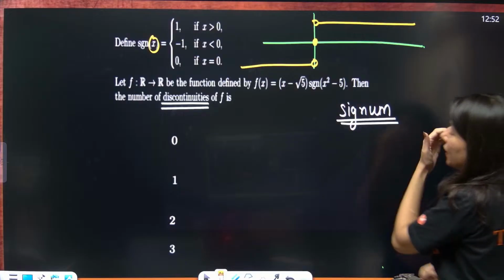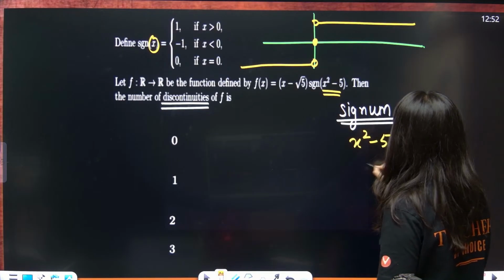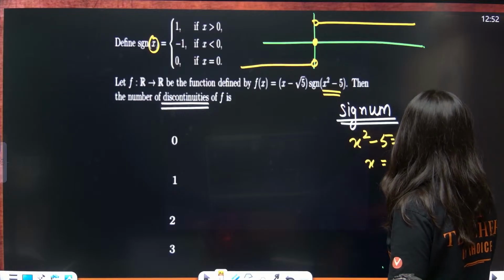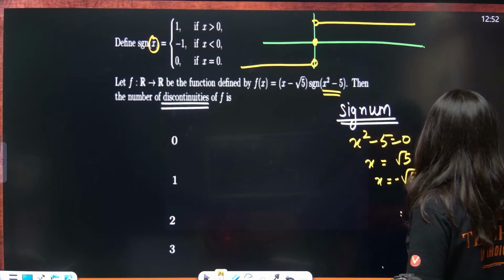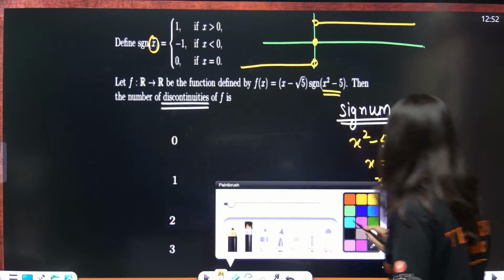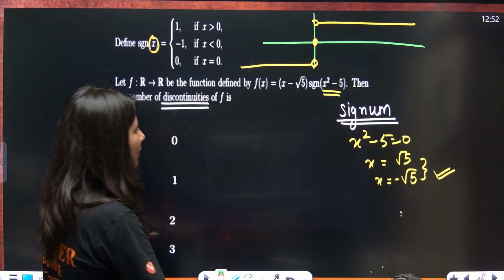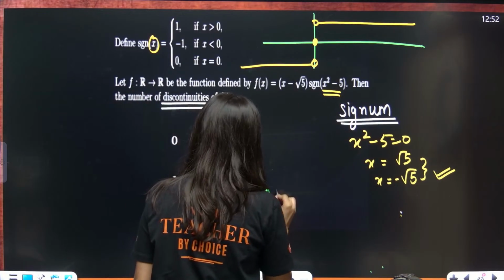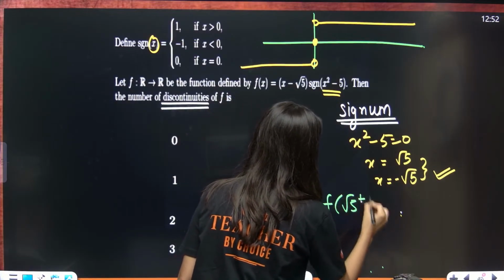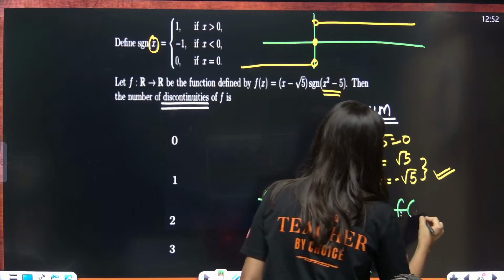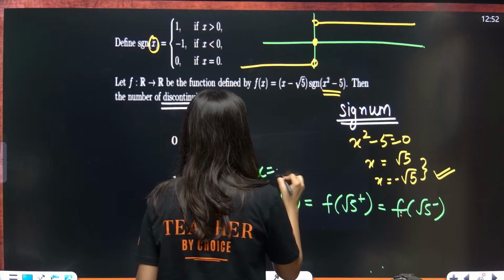So doubtful points are when this x square minus 5 becomes 0. So you need to check for x is equal to root 5 and x is equal to minus root 5. These 2 points you need to check, correct? So now f of root 5 should be equal to f of root 5 plus, which should be equal to f of root 5 minus. Checking continuity at x is equal to root 5.